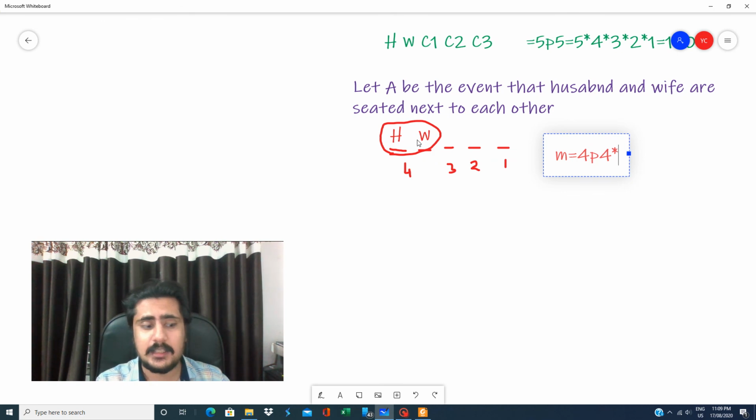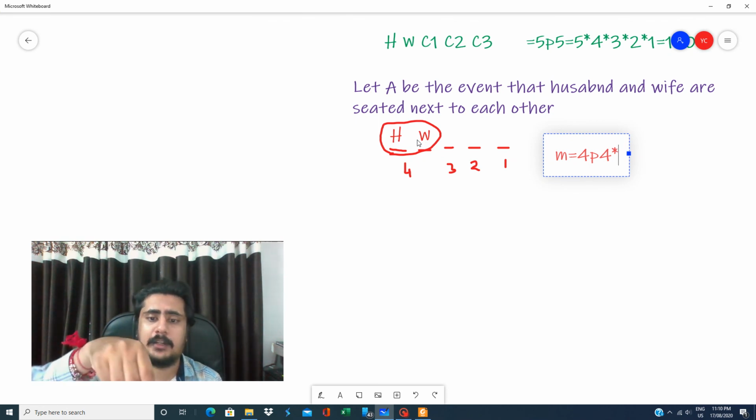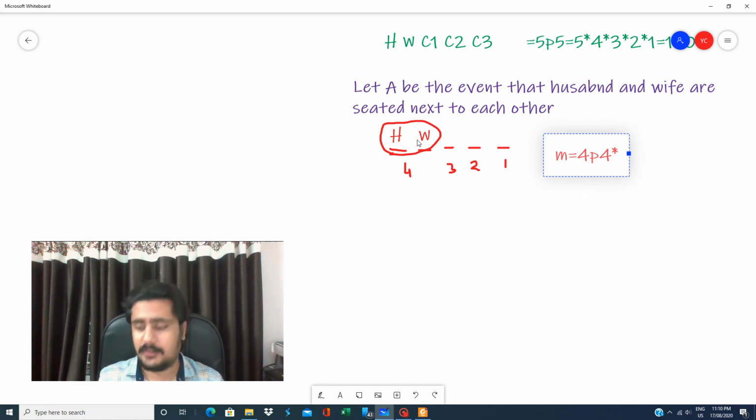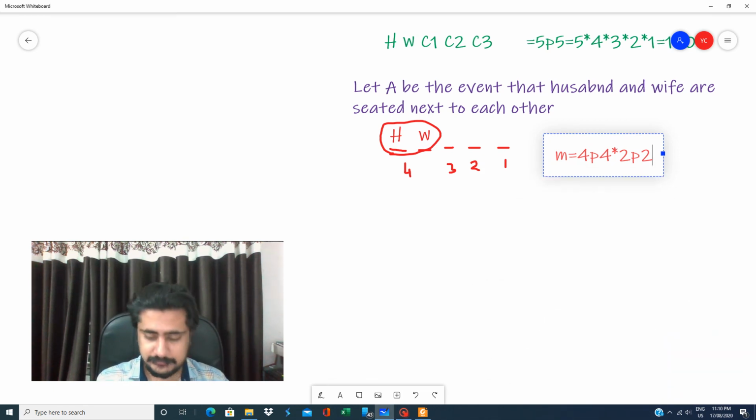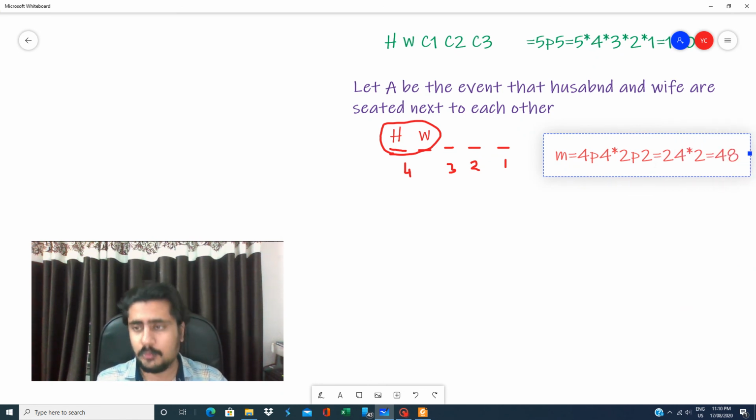In my example with the pens, I told you that these two black pens should be together. I have not told you that this gray cap pen should be on the left side. It can be on the right side also. So these two can interchange. You got my point? And husband and wife can interchange. So it's 2P2 again. Two possibilities and two places. So you will multiply by 2P2 here. So it's 4P4, that is 24, into 2, that is 48.